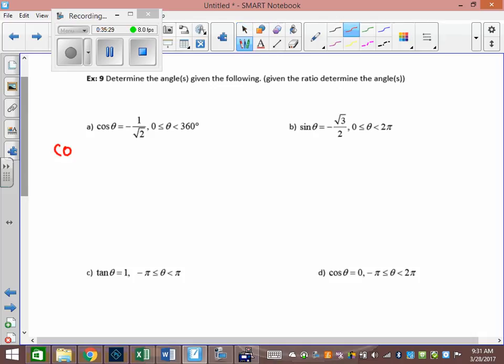What's negative 1 over root 2 the same as? Negative root 2 over 2. Where's cos negative? Quadrants 2 and 3. So look where x is negative root 2 over 2. Where's x negative root 2 over 2 on your unit circle?